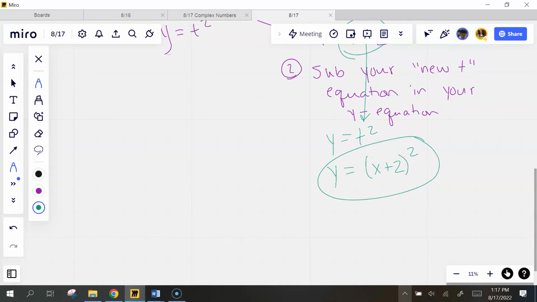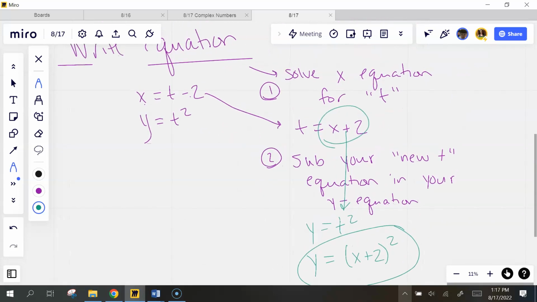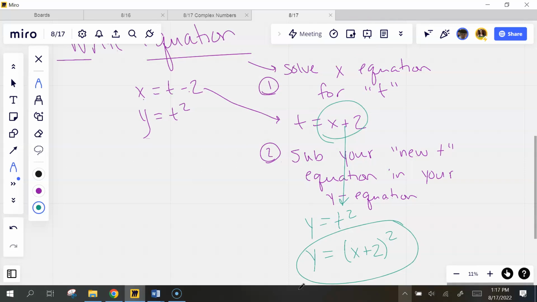Wait, how do you get this? In the circle? Which circle? This circle? So I solved the x equation for t. So I got t equals x plus 2, and then I plugged that in for the t here. This was obviously an easy one, and we're going to do one just a little bit harder in a second. Your calculator will graph in parametrics, but whenever you get into the squares and stuff, it gets a little bit harder.